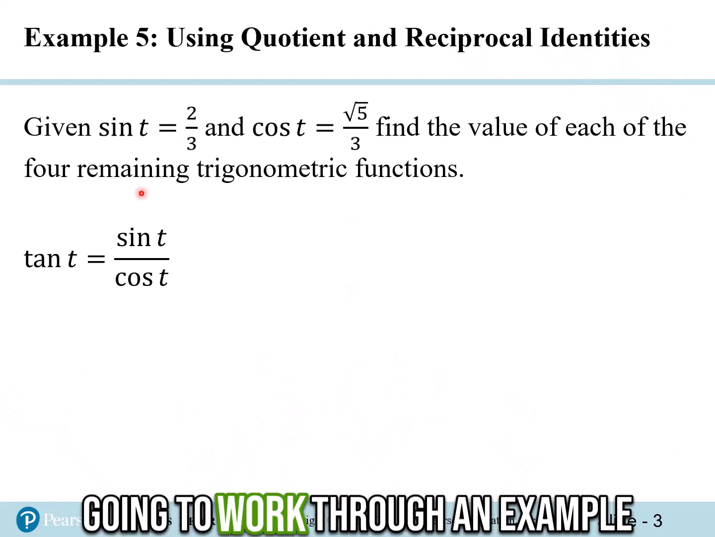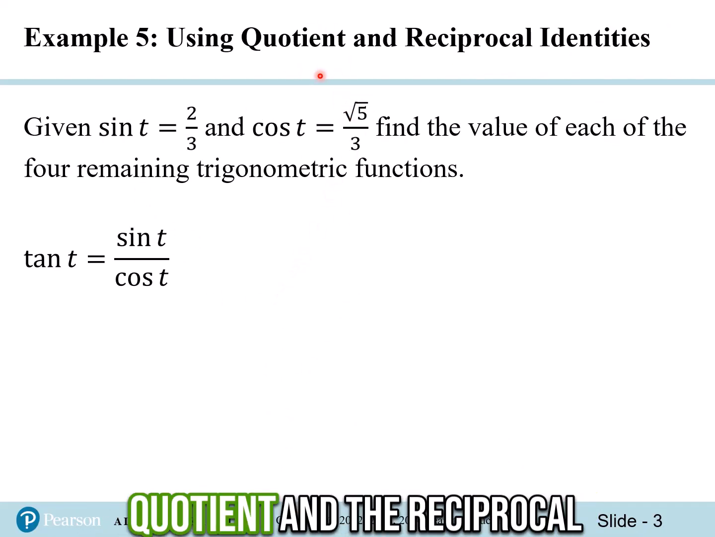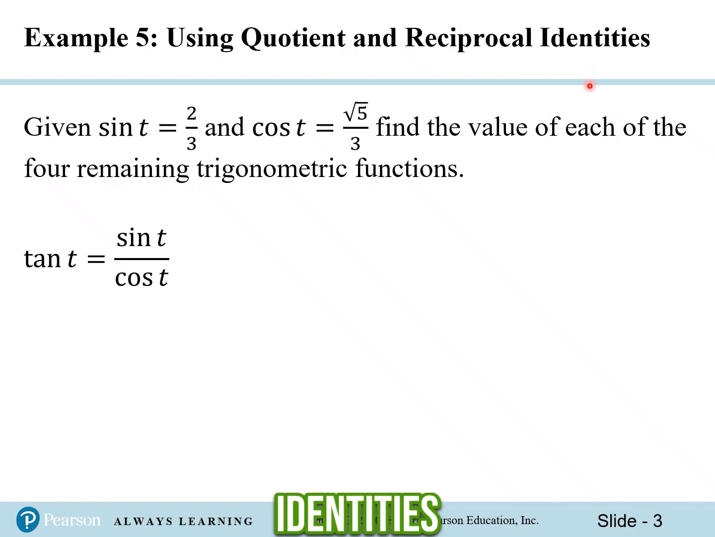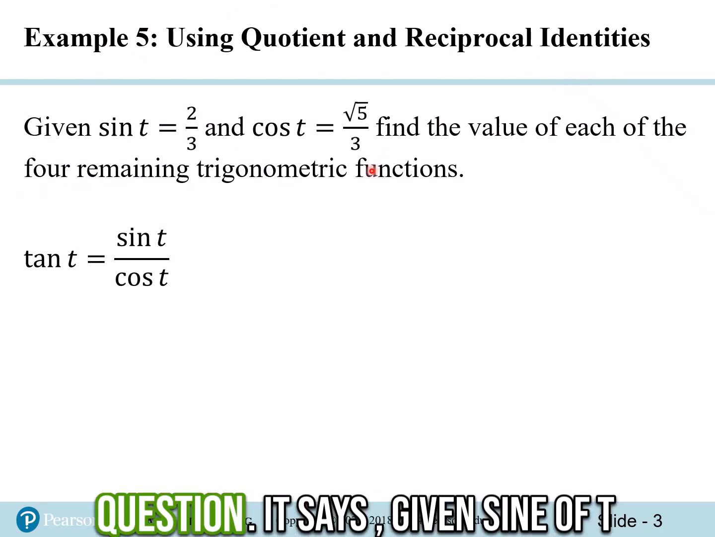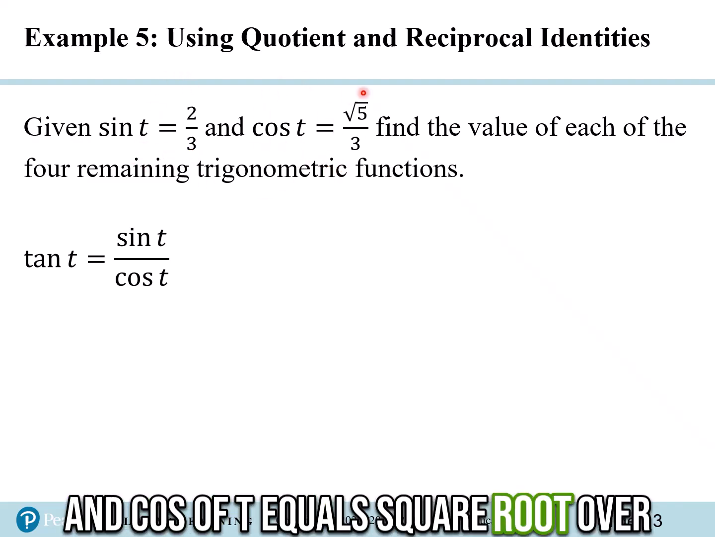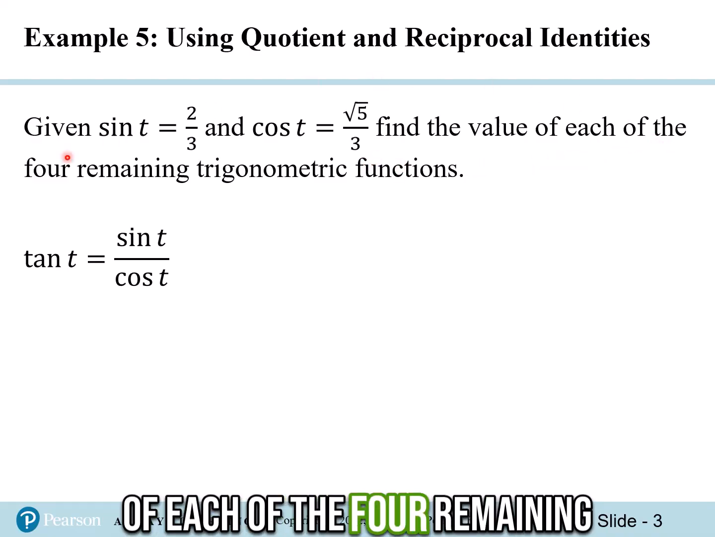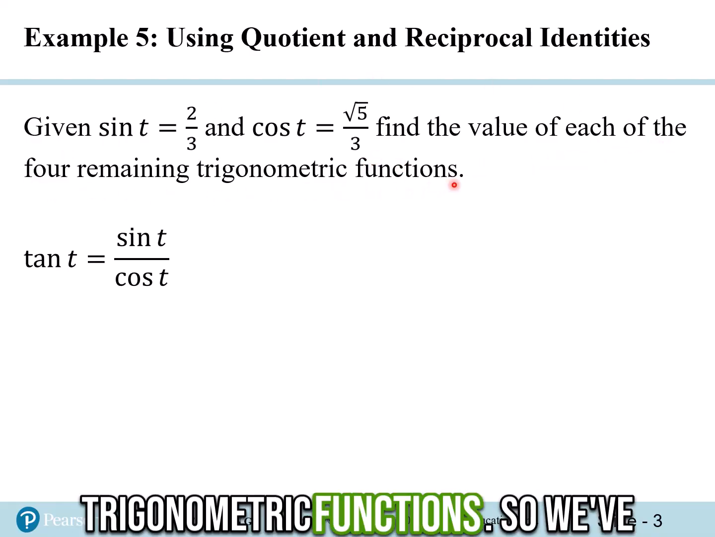We are now going to work through an example where we will need to use the quotient and the reciprocal identities. I'm going to read through the question. It says, given sine of t equals 2/3 and cos of t equals square root of 5 divided by 3, find the value of each of the 4 remaining trigonometric functions.